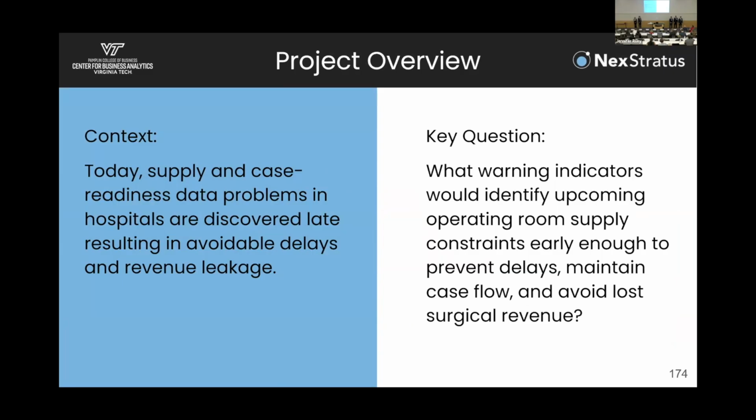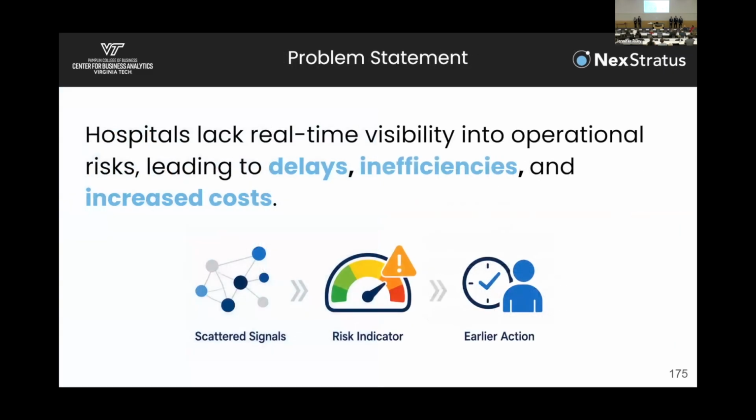The solution to this problem is our 72-hour forecasting. The 72-hour forecasting will help hospital staff triage case flow risks 72 hours in advance. This then brings us to our problem statement. The problem statement of this project is that hospitals lack real-time visibility into operational risk. These risks can lead to delays, inefficiencies, and increased costs. The scattered signals that hospitals currently receive will be input into our risk indicator. This risk indicator will give hospital staff 72-hour advance notice to triage case flow risks. I'll now pass it off to Nolan for our project objectives.